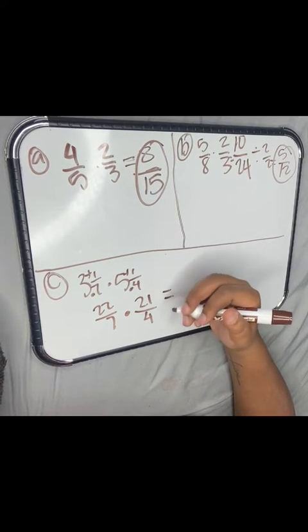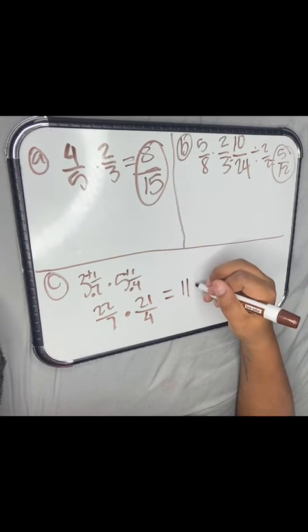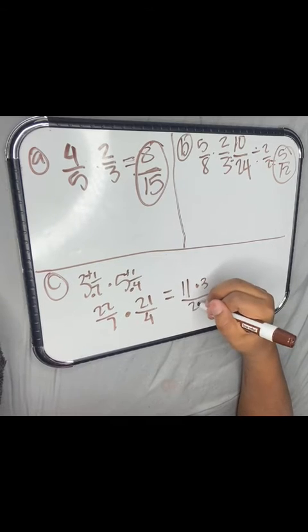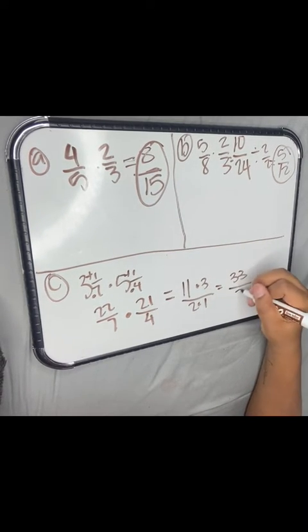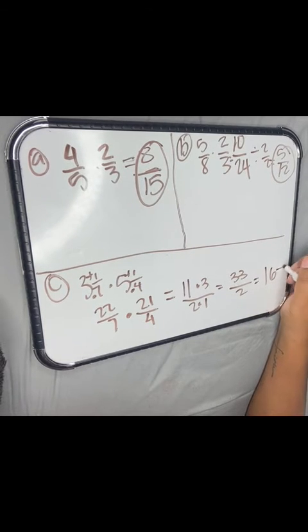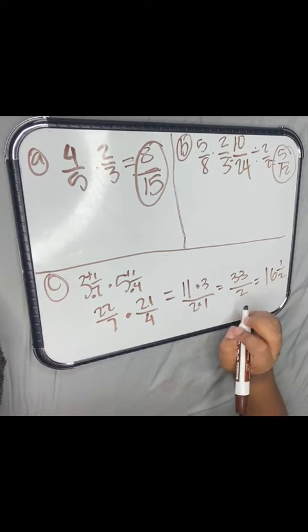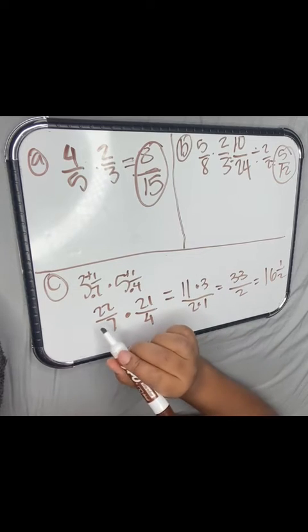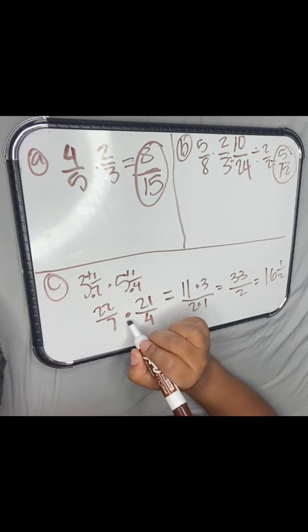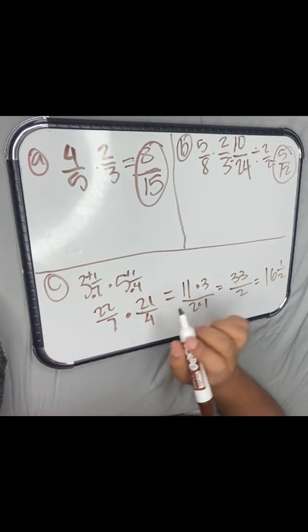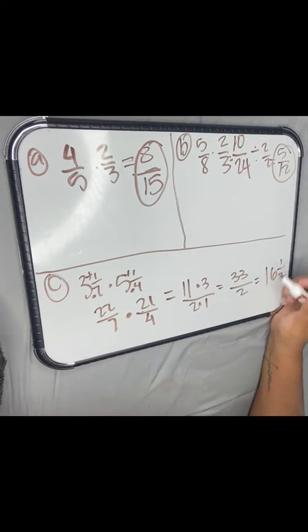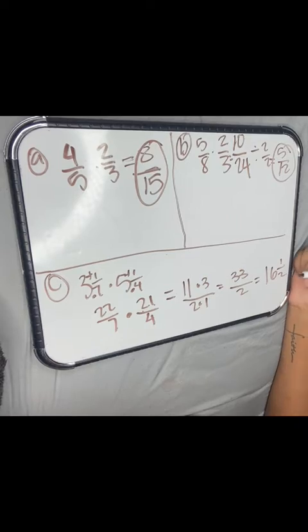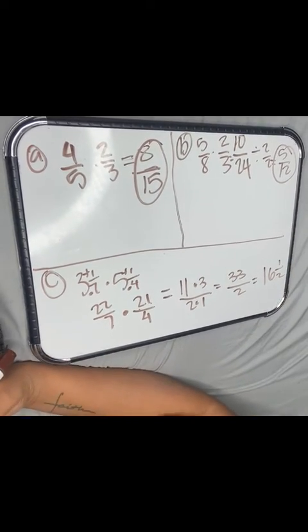So this can also be simplified and rewritten as 11 times 3 over 2 times 1. That is equal to 33 halves, which is equal to 16 and 1/2 formed into a mixed number. You can also just go ahead and multiply 22 times 21, then get that answer, divide by 7 times 4, and that will give you 16.5 in the calculator, which you also know is 33 halves.